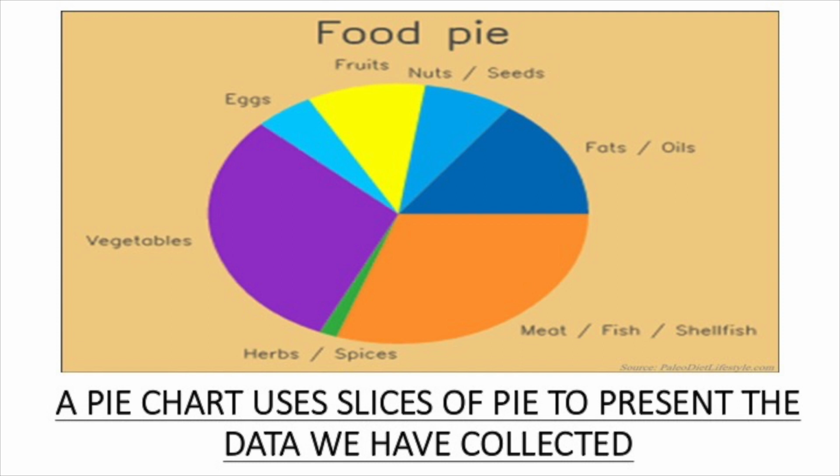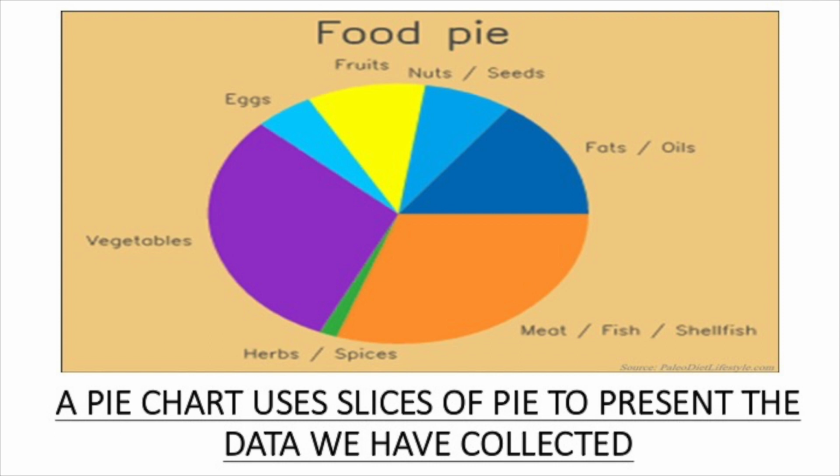A pie chart uses slices or pieces of pie to present the data we have collected. And you look at the size of the pieces of pie to tell you how many people.